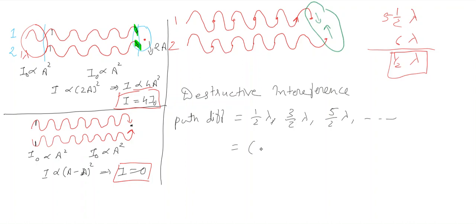So in general, I can write it as 2n minus 1 lambda by 2, where n starts from 1, 2, 3, 4, and so on. Okay, so this is the condition for path difference, that it has to be an odd multiple of lambda by 2 if you want destructive interference. And for constructive interference, it should be n lambda. Now let us go to the mathematical derivation for the condition of constructive and destructive interference.